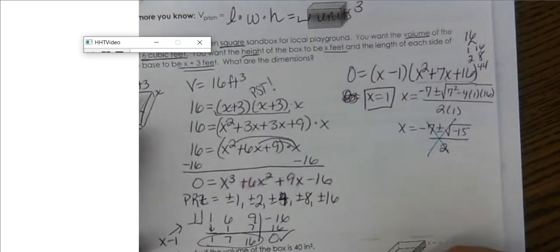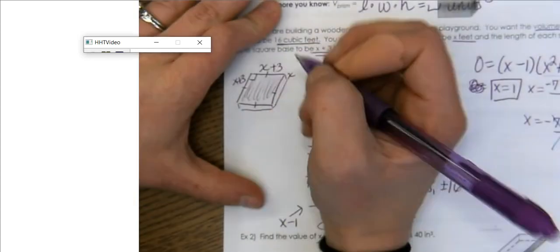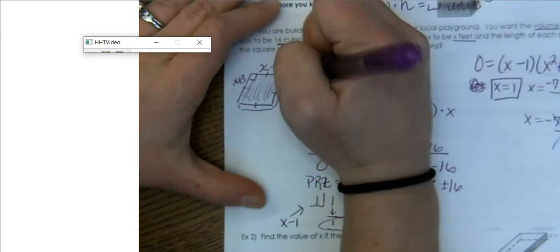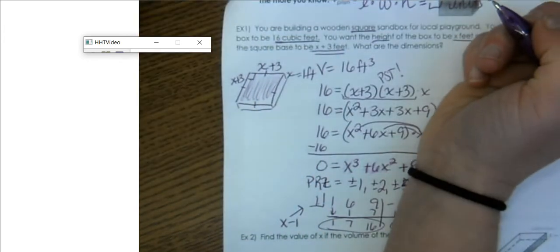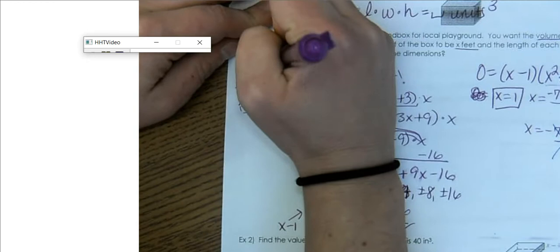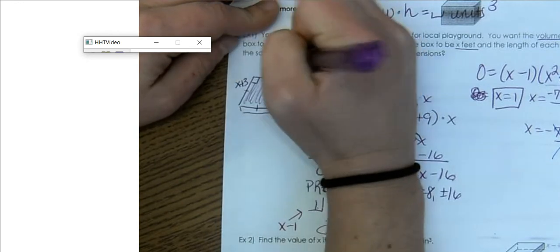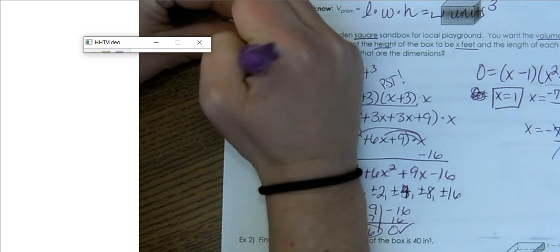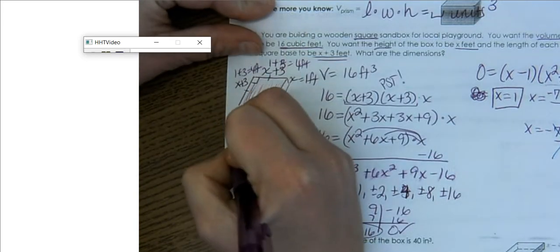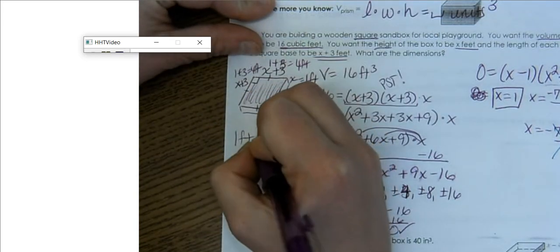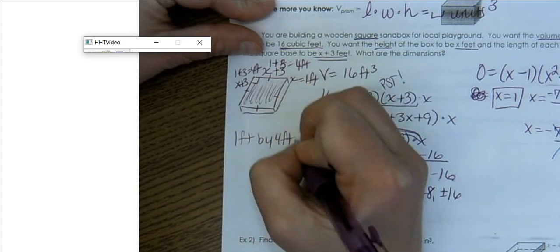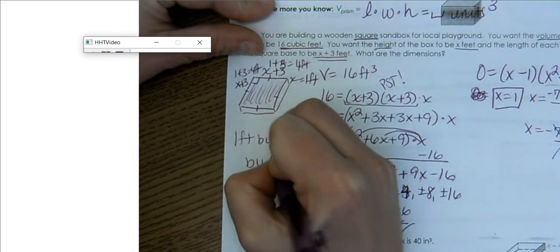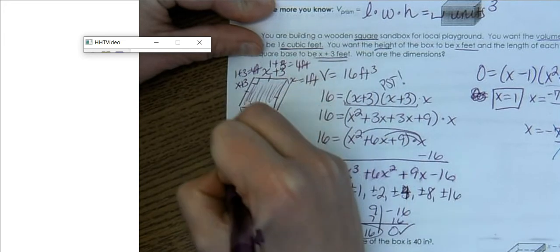So going back to our picture, if x equals 1, that means our dimensions are 1 foot by 3 plus 1, which is 4 feet. And finally, 1 plus 3, which is 4 feet. So our dimensions are 1 foot by 4 feet by 4 feet. And that's our length, our width, and our height.